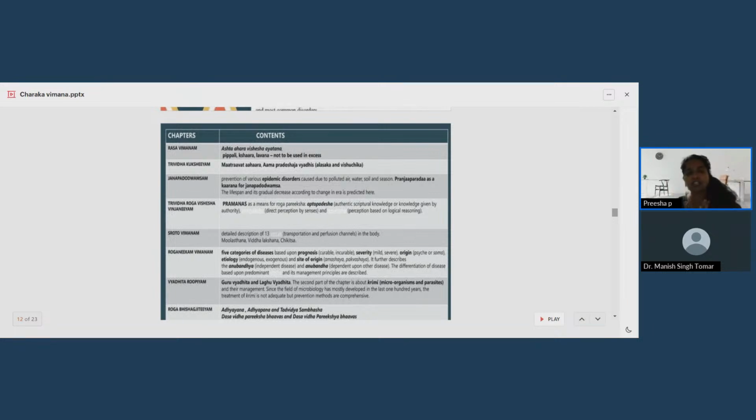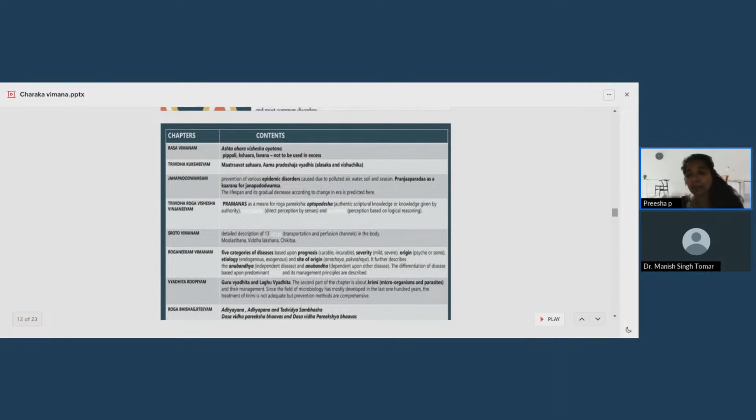Also, when we come to the Srotas Vimana chapter, 13 types of Srotas are explained, along with the Moolasthana of the Srotas, the Viddha Lakshana of the Srotas, and also the Chikitsa of the Srotas. When we come to the Roganika Vimana, 5 categories of diseases are explained based on Sadhyasadhyata, severity, origin, the Nidana and the site of origin, and the Anubandha, Anubandhya Bheda. Anubandha means depending upon other diseases, the Anubandha comes.